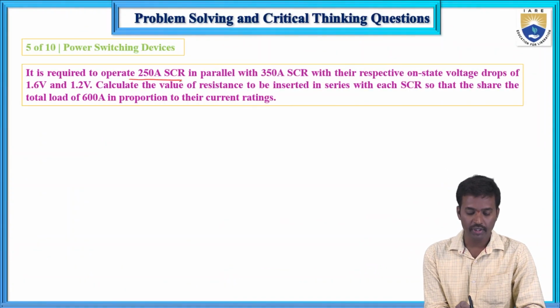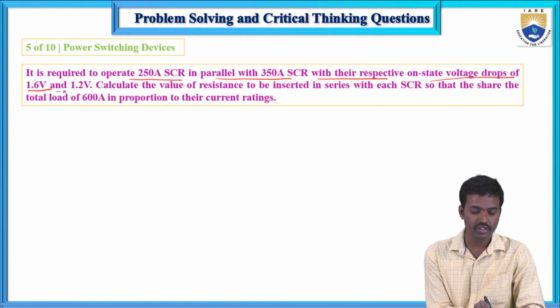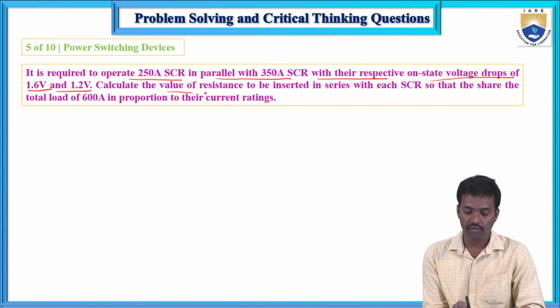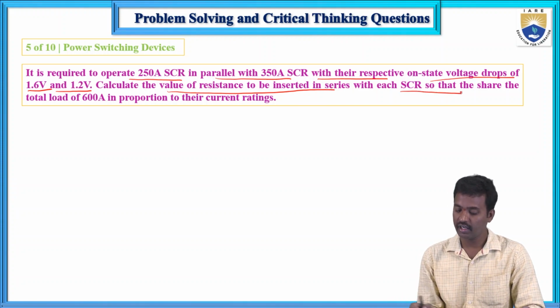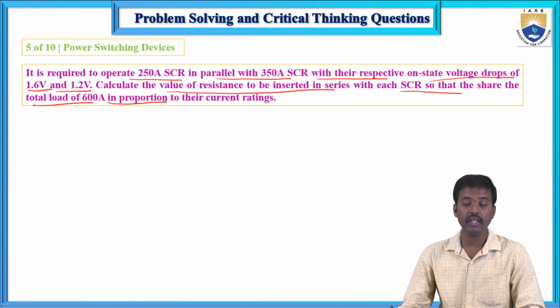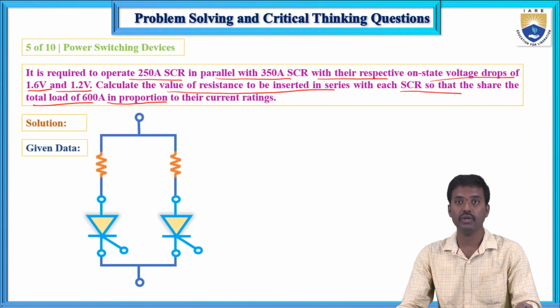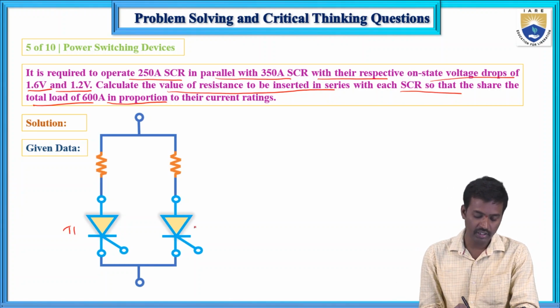Now the next case: it is required to operate a 250 amperes SCR in parallel with a 350 amperes SCR with their respective on-state voltage drops of 1.6 and 1.2 volts. Calculate the value of resistance to be inserted in series with the SCR so that the total load current is 600 amperes, in proportion to their current ratings. Now the solution and given data: this is the circuit diagram, the actual diagram. Two SCRs are connected in parallel, actual case, this is T1 and this is T2.